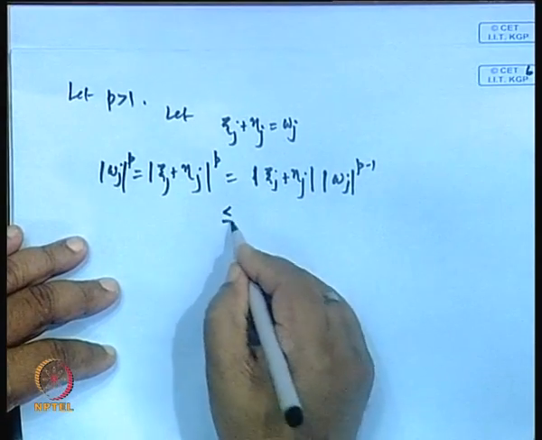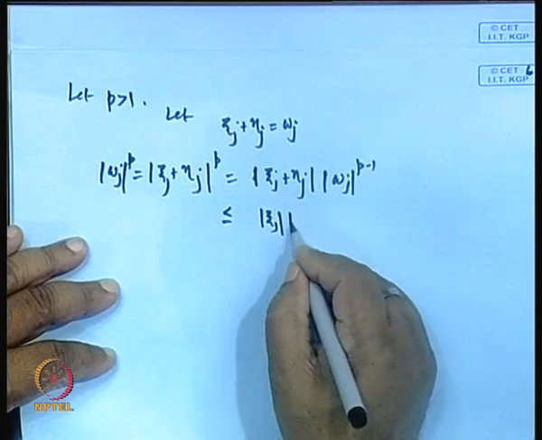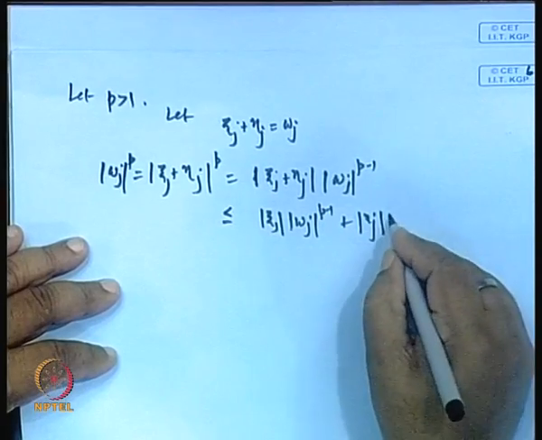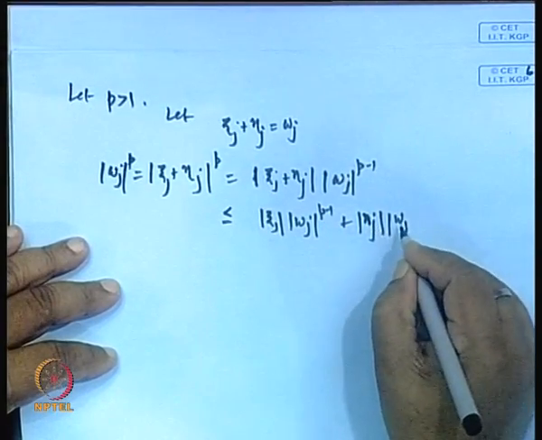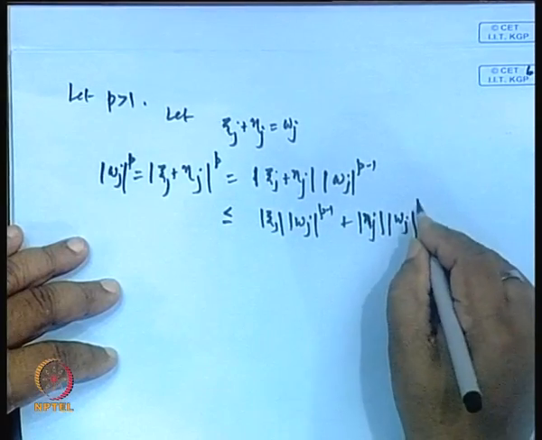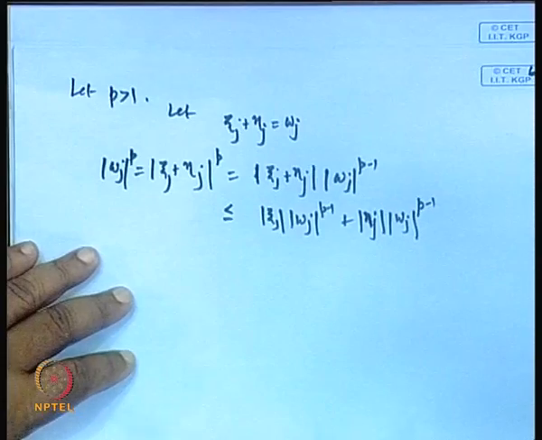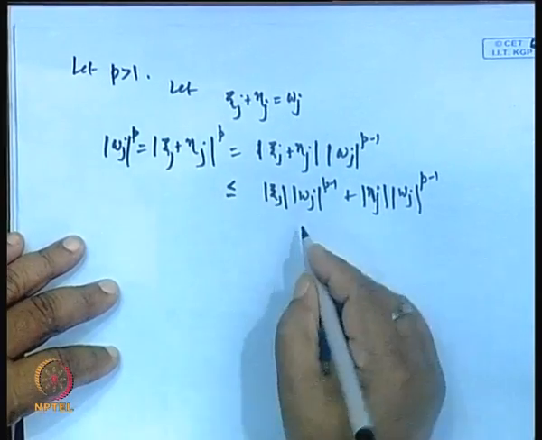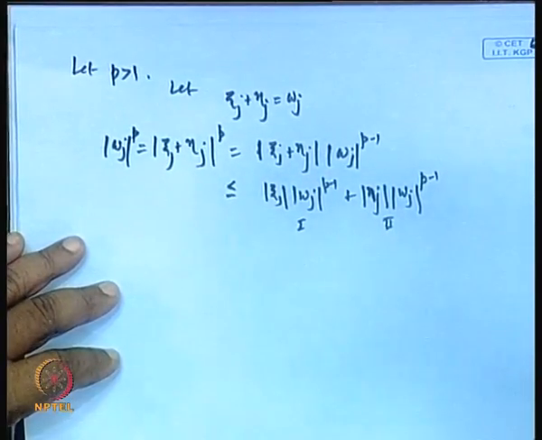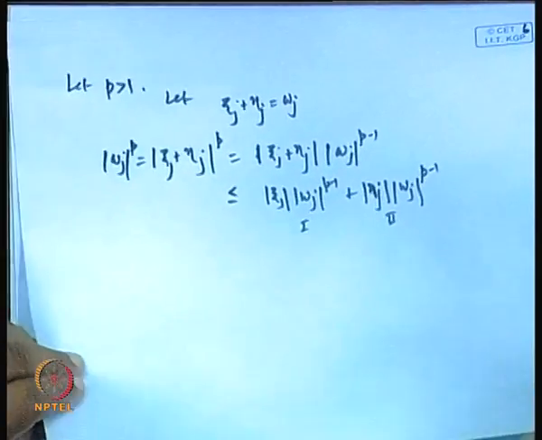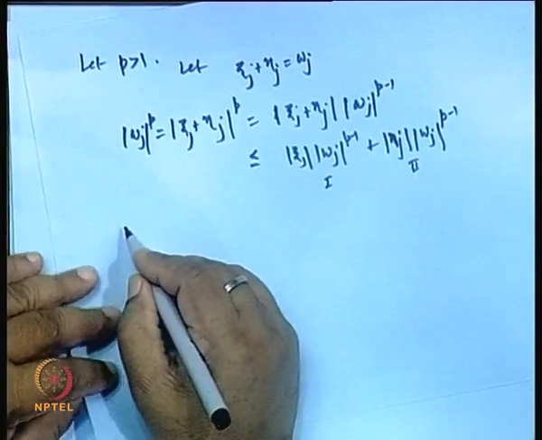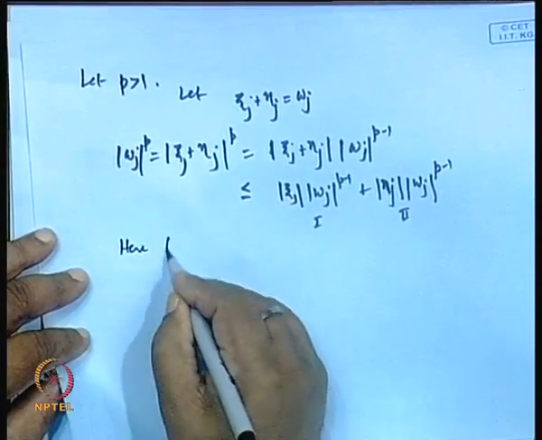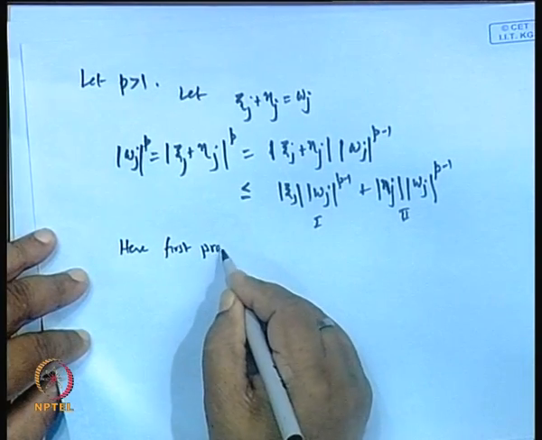Now, apply the triangle inequality. So, we get mod x_i^(j) into mod omega_j to the power p minus 1 plus mod eta_j into mod omega_j to the power p minus 1. Clear? Now, this we get. Okay. So, this is the first sum and this is the second. Now, let it be 1 and 2. Okay. Separate out this.